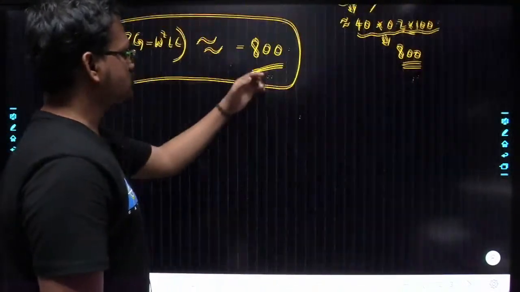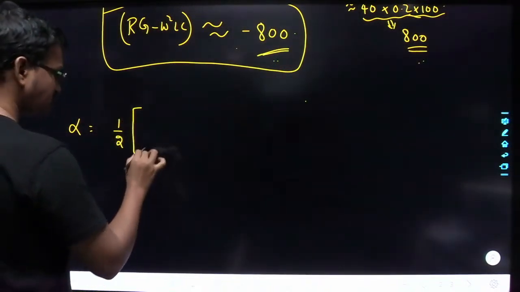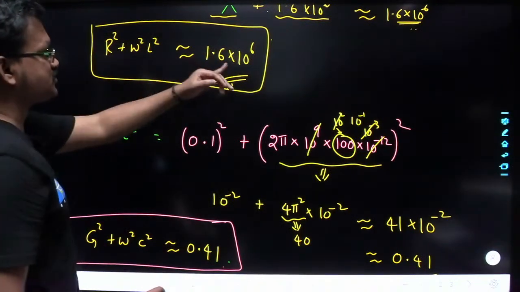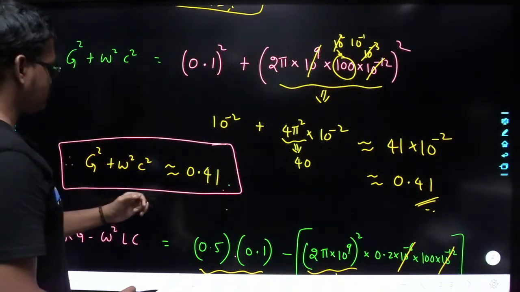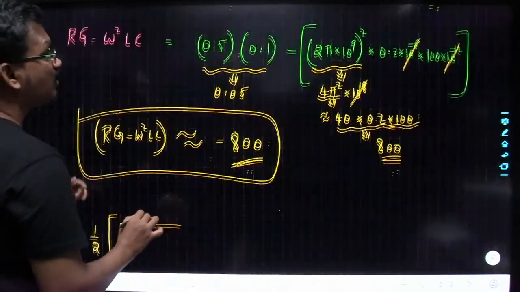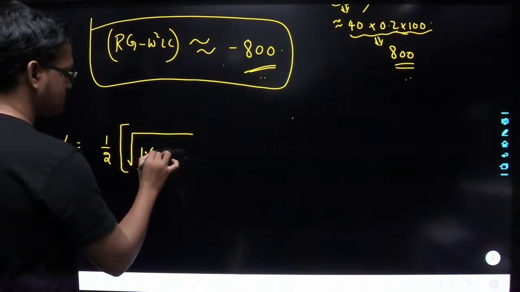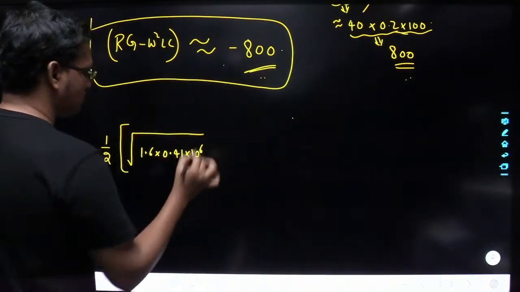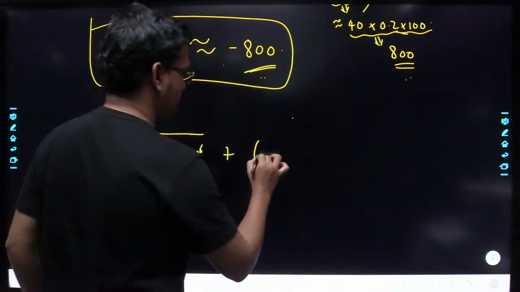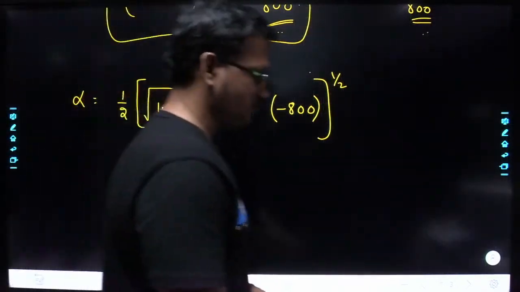We have determined all the three terms, so just substitute all these things. Alpha is equal to 1 by 2 into square root of r square plus omega square L square, that is 1.6 into 10 power 6, multiplied by z square plus omega square c square, that is 0.41. So 1.6 into 0.41 into 10 power 6 under root, plus Rg minus omega square Lc, which we got as minus 800. Whole to the power of 1 by 2. So what is this value here?